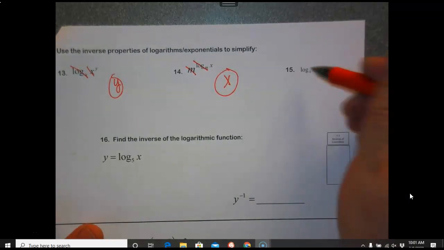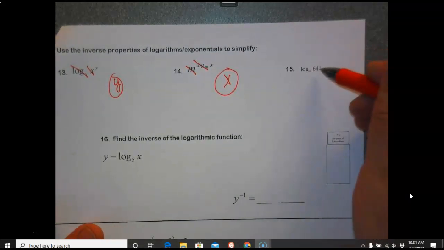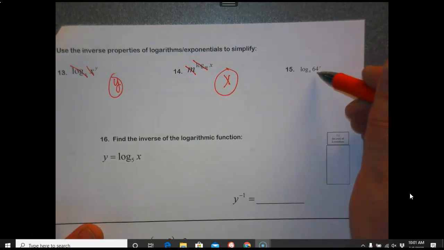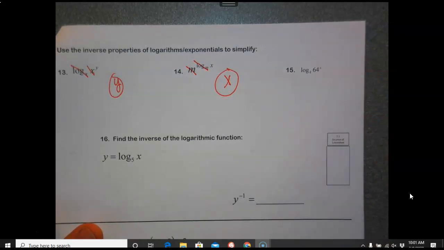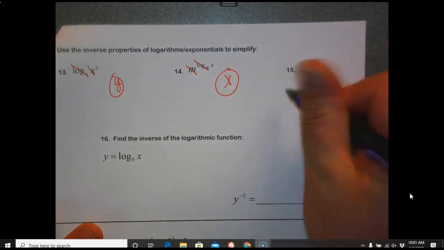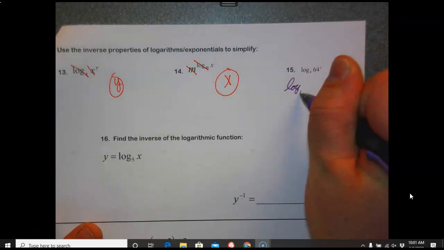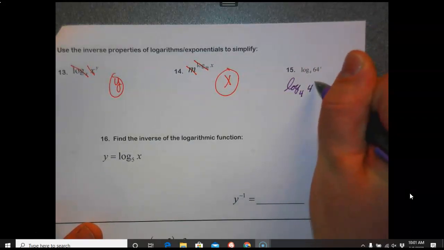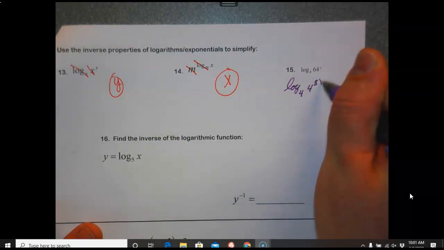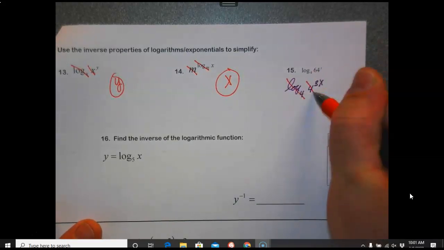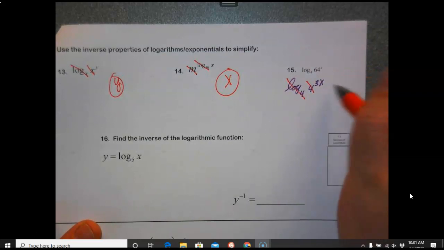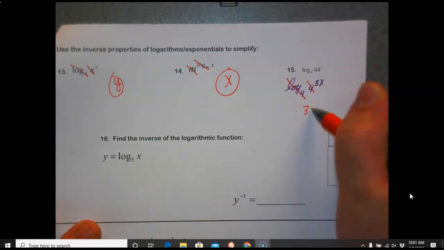Now, here I have log base 4, but the base is 64. I can still cancel out because 64 is a perfect cube of 4. So I can actually rewrite this as log base 4 of 4 cubed. Don't forget your x. Now I can cancel out the 4 with the log base 4, and I'm left with 3x.